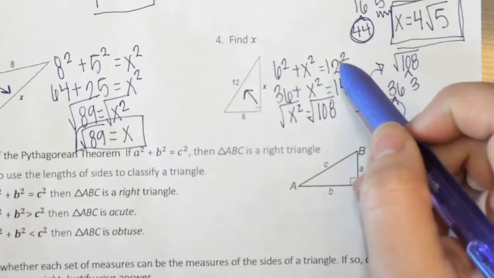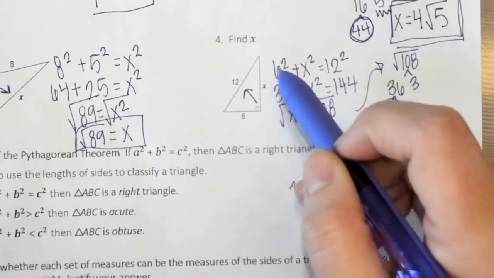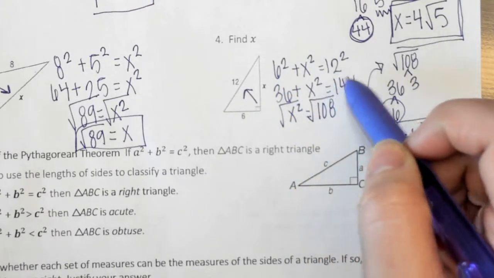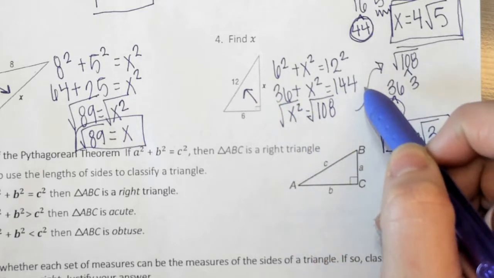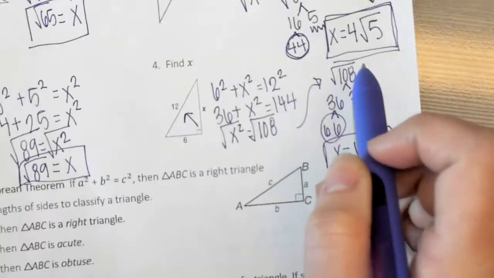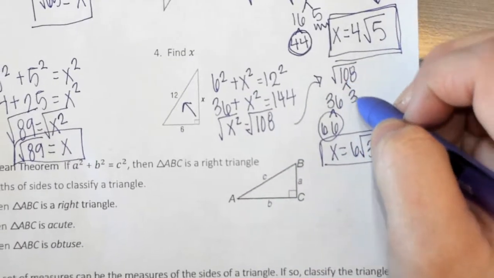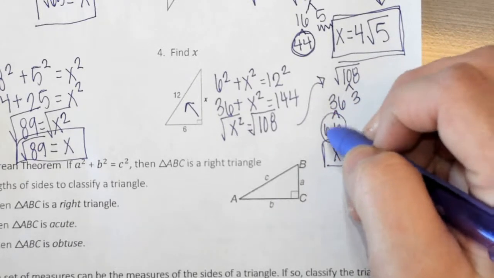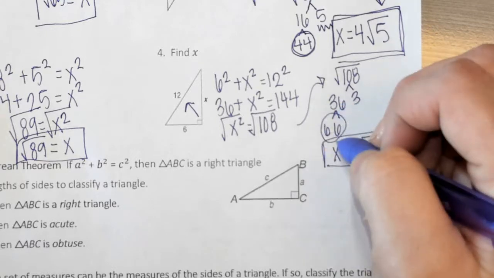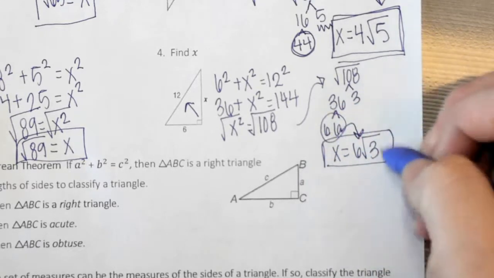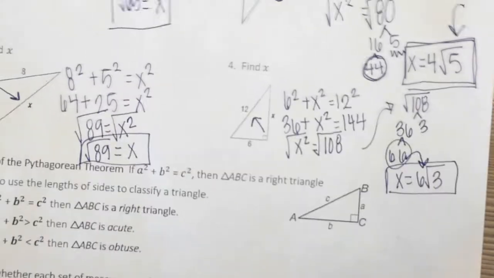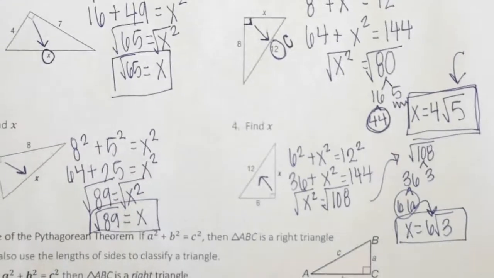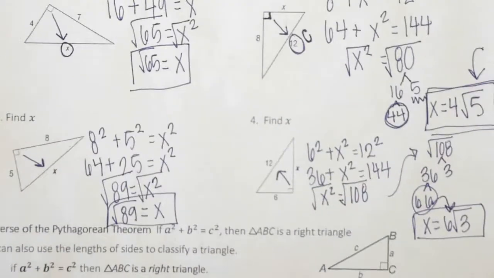Over here, 12 is your hypotenuse, so you get 6 squared, 12 squared, 144. Subtract your 36. Take the square root of 108. Well, 108 simplifies to 36 and 3. 36 reduces to 6 and 6. You can circle your 6, therefore 6 comes outside and 3 stays at home. Okay? So, that is Pythagorean theorem.